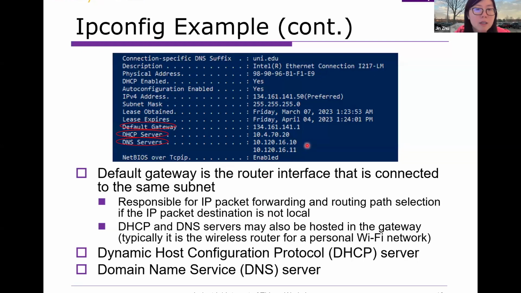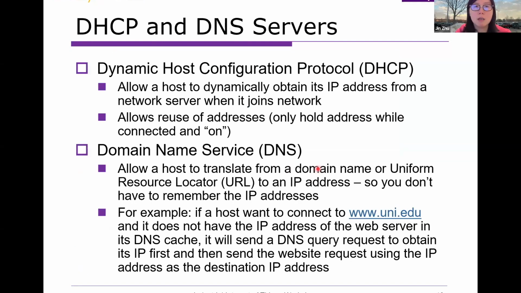In this case, as we're showing, the DHCP server and DNS server are different from the default gateway. Sometimes they may also be hosted in the default gateway, which is common if you're in a home network. So here we just talked about what the DHCP protocol is used for. But we haven't talked about what the DNS server is.